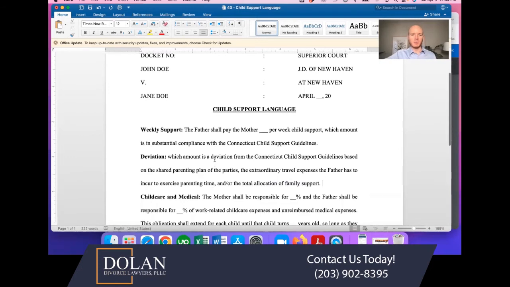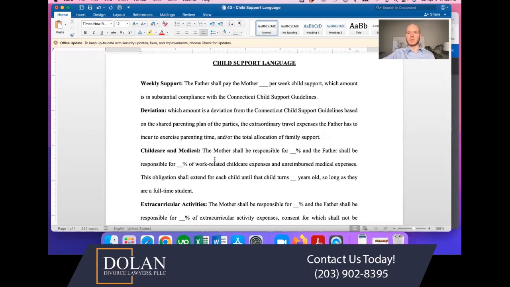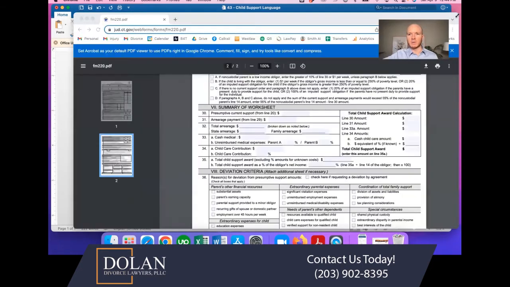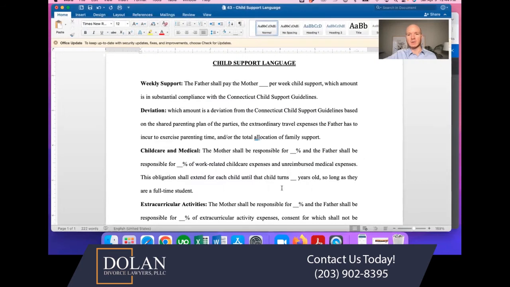Now, in addition to child support, there are certain extra expenses that people have to contribute to. So the common ones are unreimbursed medical expenses and work-related childcare expenses. So childcare expenses that the custodial parent has to incur if they have to work and put their child in daycare. And again, the percentages are part of the child support guidelines. So the guidelines will show a weekly child support amount, and they will also show the percentage that each party has to contribute to these expenses. And again, you can deviate from those, but the guidelines have a presumptive amount.